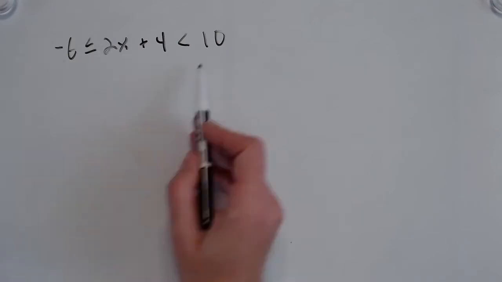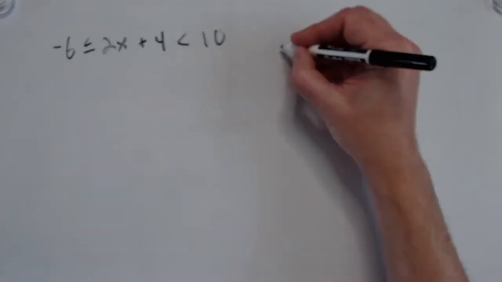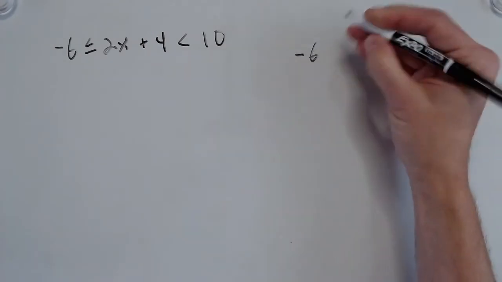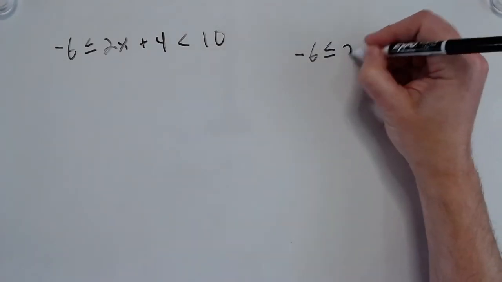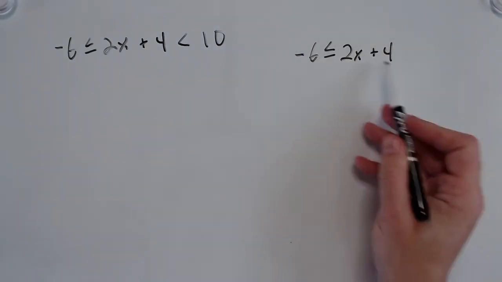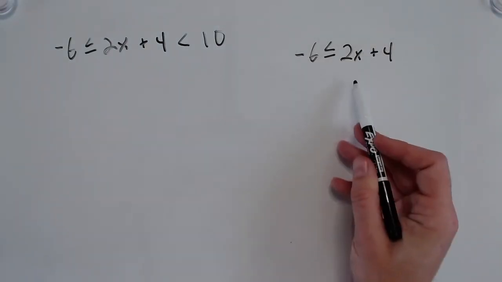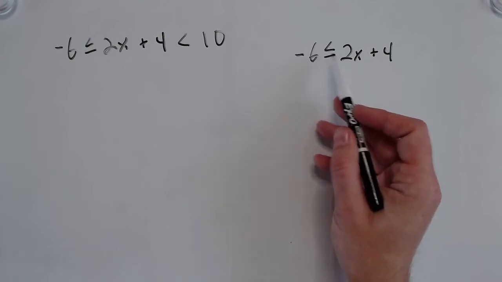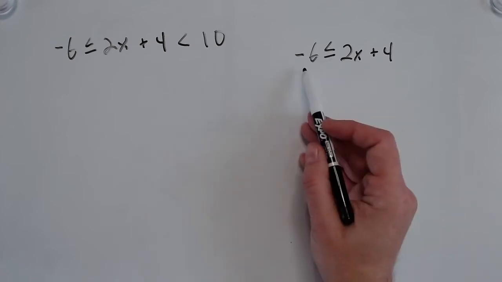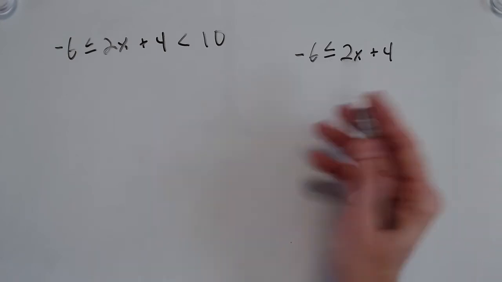So let's simplify. Let's write out those two statements first. So we can write the first statement: negative 6 is less than or equal to 2x plus 4. So we can still solve this with normal algebraic means. Even though we have an inequality, you can still treat the two sides of the equation as the same. So we can subtract 4 from both sides.